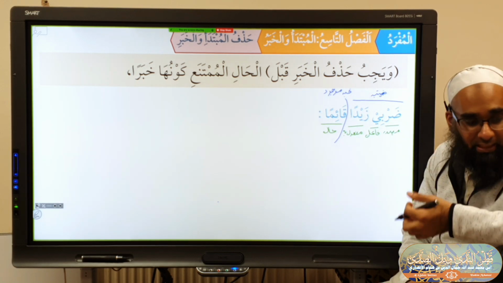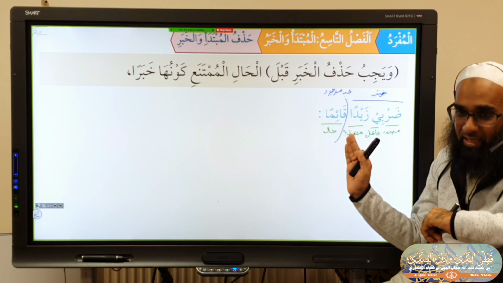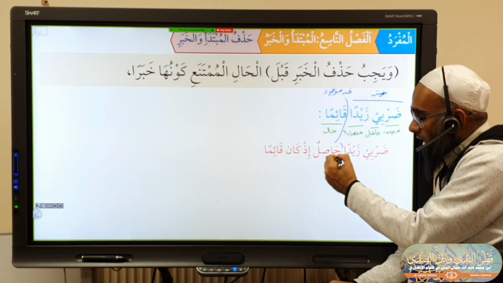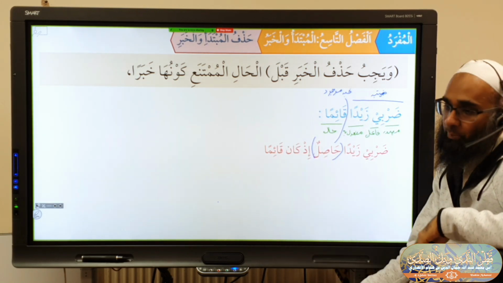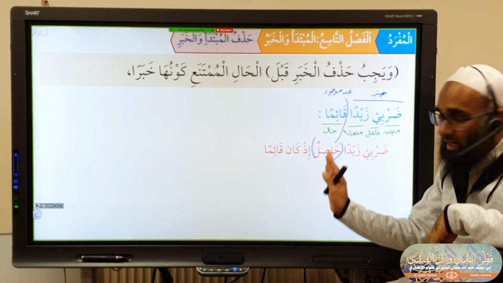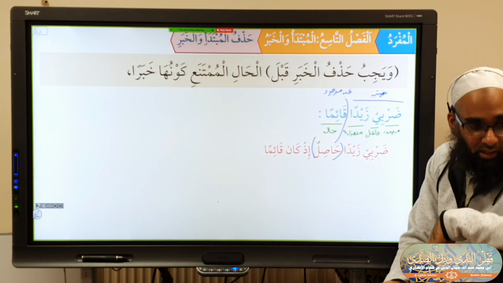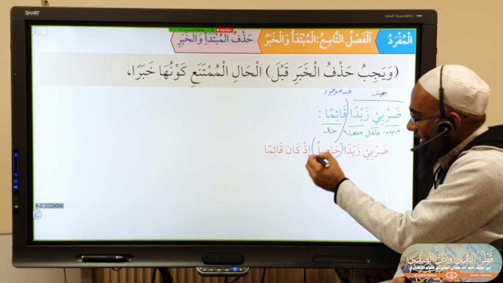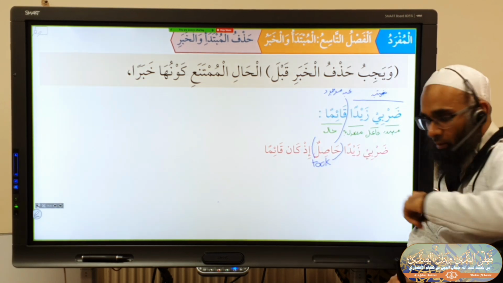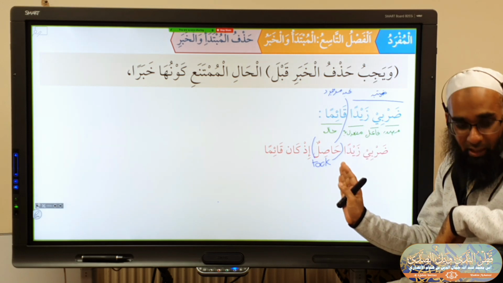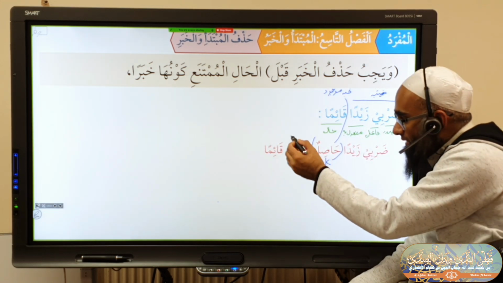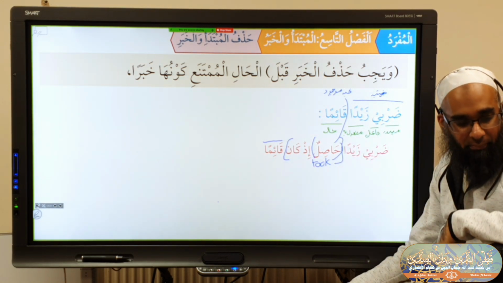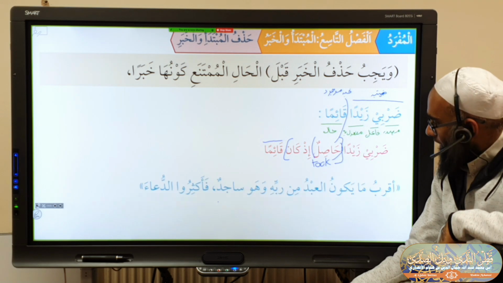So Darbi Zaydan qa'iman: me hitting Zayd occurred when he was standing. This is what it's supposed to be: Darbi Zaydan hasilun idh kana qa'iman. Hasilun is mawjoodun: occurred, existed, came into existence, happened, took place. So me hitting Zayd occurred when he was standing. Now, this hal can't become the khabar. You don't really need all of this piece of information. Do you understand? Okay?